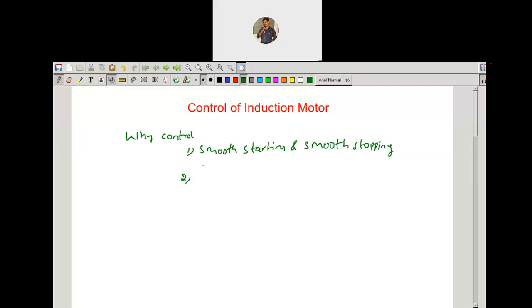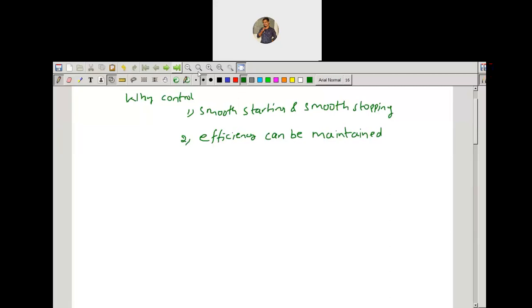So the second reason is that power saving is possible by using the speed control technique, so that the efficiency can be maintained. These two are the main reasons to go for the controlling of the induction motors. Before discussing the controlling of the induction motor, let me first recall the things regarding the induction motor which you have studied in your machines subject, right?